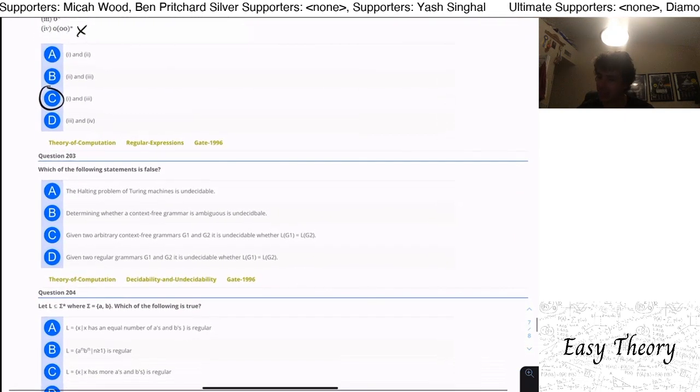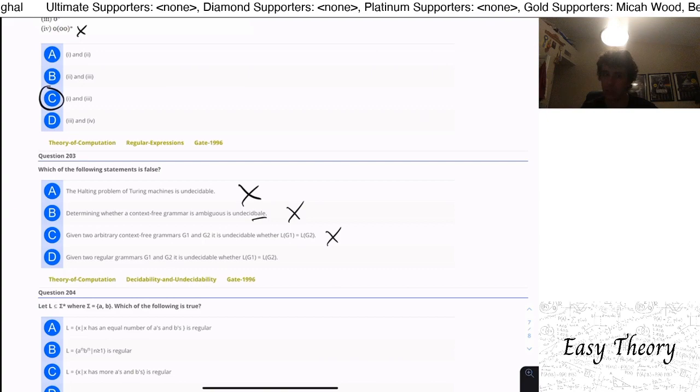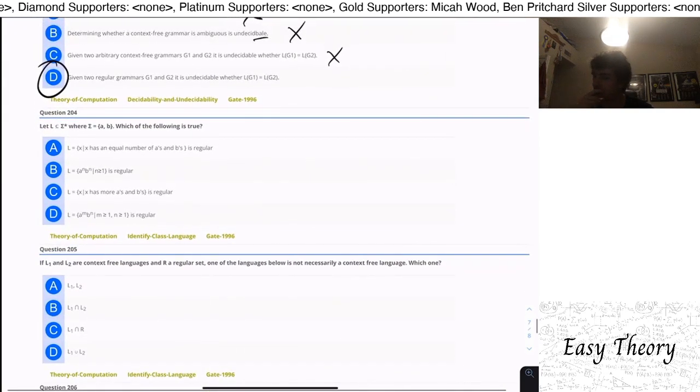So that's pretty nice. Which of the following statements is false? Halting problem is undecidable. That's true, so the answer is not that. Just deciding whether a CFG is ambiguous is undecidable. That's true, so the answer is not that. Given two grammars, is it undecidable whether they're the same language? So it's probably the last one. It's undecidable whether two regular grammars have the same language. But it is decidable to do that because you can convert them to DFAs.